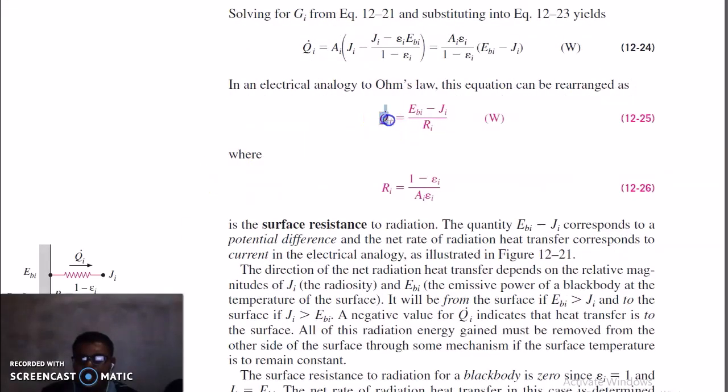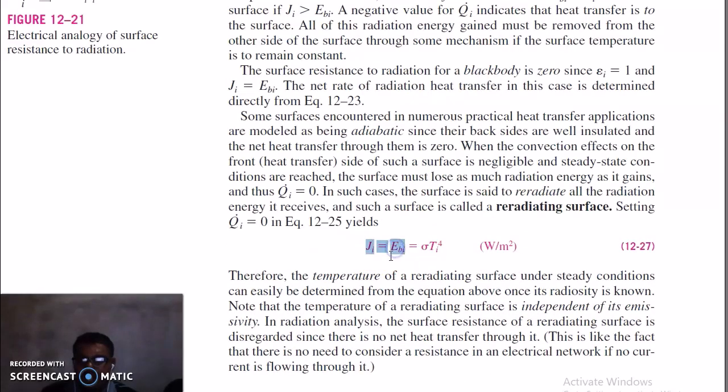Setting Q equal to 0, what will you get? E_bi is equal to J_i. So this relation. Therefore, the temperature of a free radiating surface under steady condition can be easily determined from this relation. If you know the radiosity J, you can find the temperature easily. And the temperature of a radiating surface is independent of its emissivity also. In radiation analysis, the surface resistance of a radiating surface is discarded since there is no net heat transfer through it. This is like the fact that there is no need to consider resistance in an electric circuit network if no current is flowing through it.